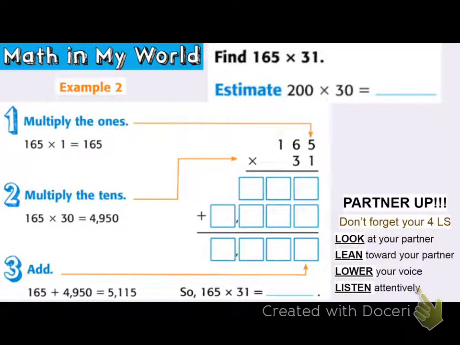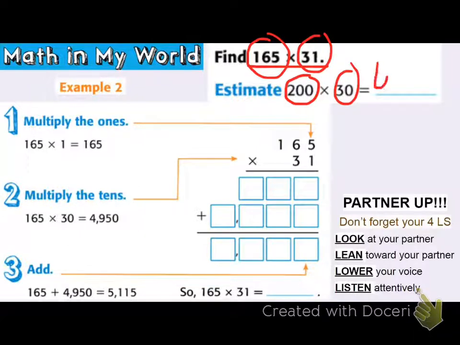All right, example number 2. Find 165 times 31. Well, step 1 is I'm going to multiply. But first I need to estimate. 165 is pretty close to 200. 31 is close to 30. This will allow me to do that mental math. 3 times 2 is 6, and then don't forget your 3 zeros. I should get an answer that's close to 6,000.